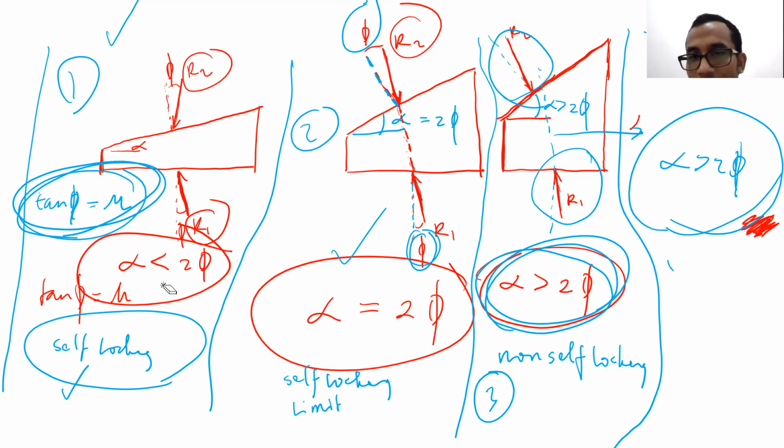What will happen if the wedge is non-self-locking and alpha is too big, bigger than 2 phi? After the pushing force P is gone, the wedge will slide by itself. The mass will be sliding down, the wedge will be sliding out by itself. That's the thing. Actually, that's all the theory about the wedge.